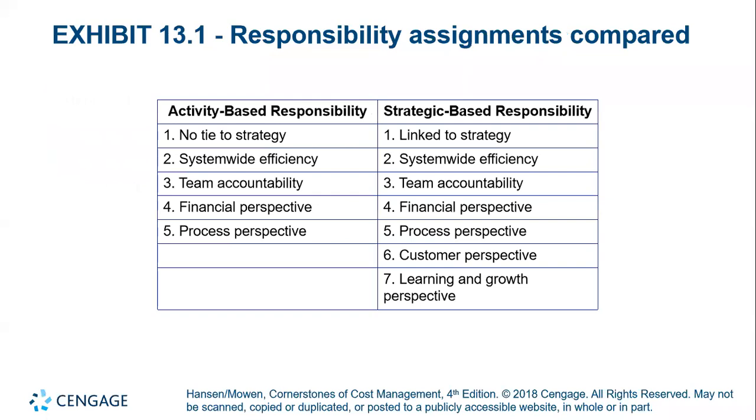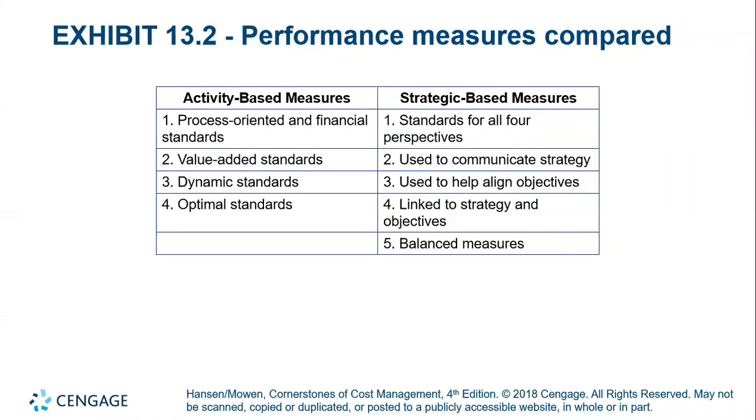Now, in Exhibit 13-1, responsibility assignments are compared between activity-based and strategic-based. In activity-based, there is no tie to strategy. Strategic-based is linked to strategy. In activity-based, we have system-wide efficiency, team accountability, financial perspective, and process perspective. While in strategic-based responsibility, it is linked to strategy, with system-wide efficiency, team accountability, financial perspective, and process perspective similar to activity-based, but you have to include the customer perspective and learning and growth under strategic-based responsibility.